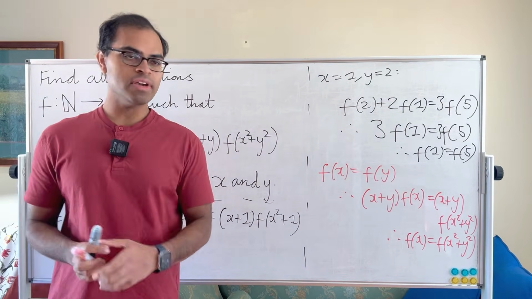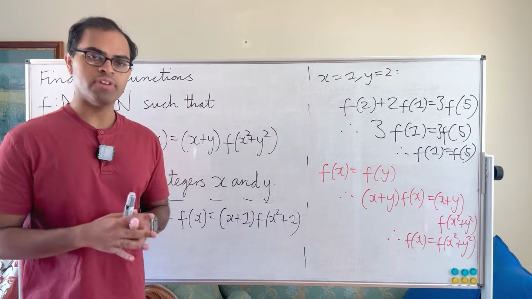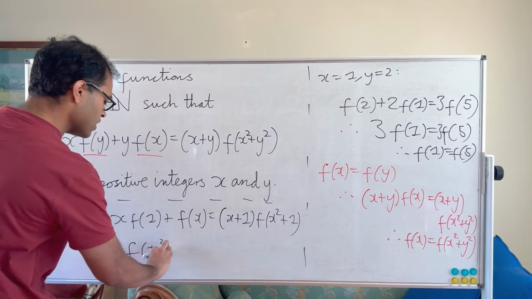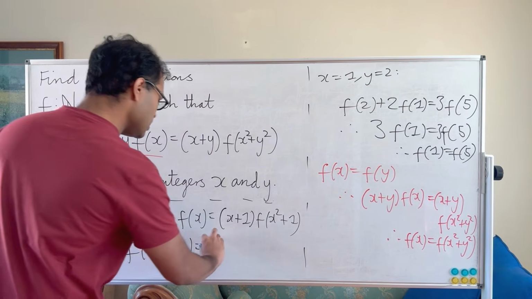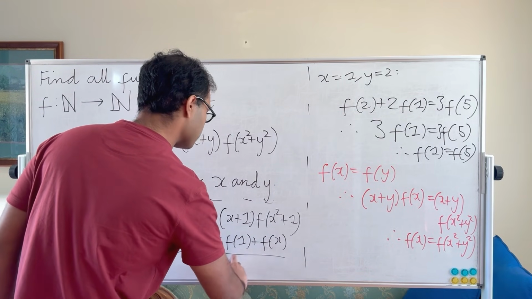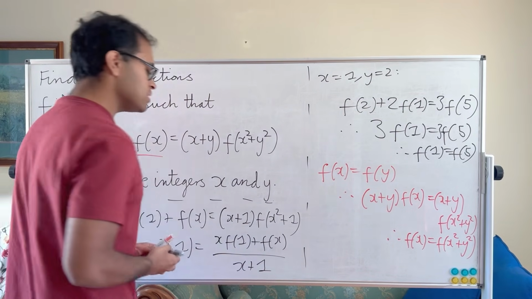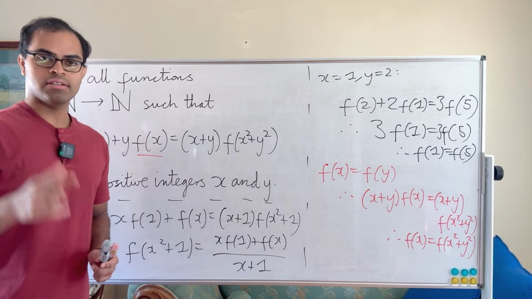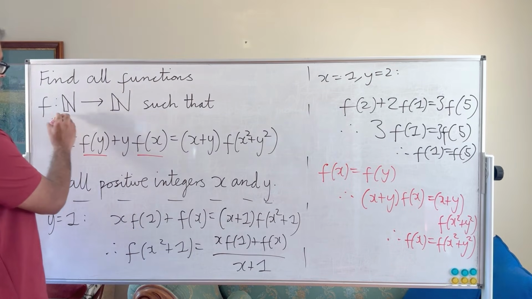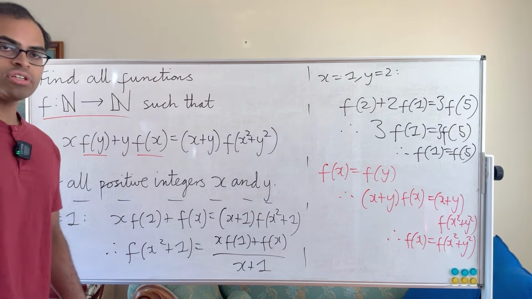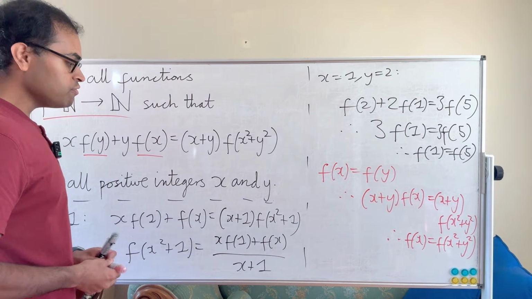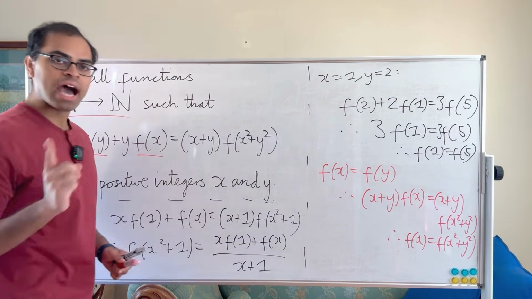But the beautiful observation is, let's actually go one step further. Let's try to give a formula for f of x squared plus 1. So f of x squared plus 1 is going to equal x f of 1 plus f of x divided by x plus 1. And what's really beautiful here is this is the genius observation, because by doing this we observe something important. f is a function from the natural numbers to itself. So therefore this ratio has to be a natural number, which is giving us information about f of x alone. And that is going to be very crucial.